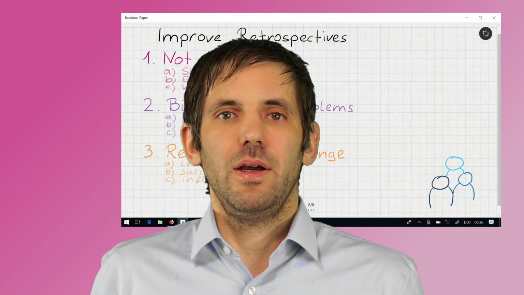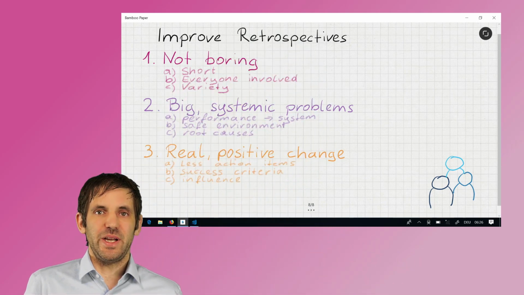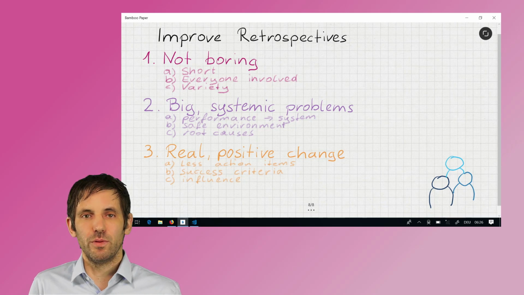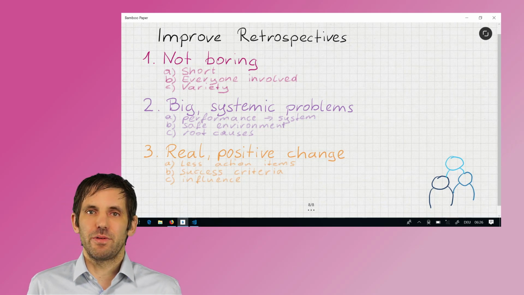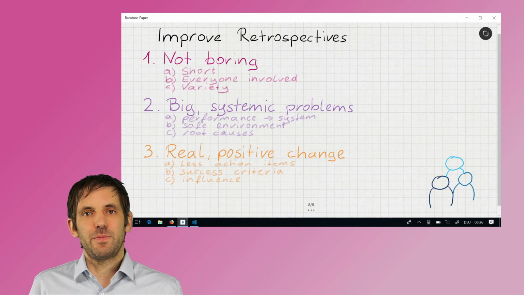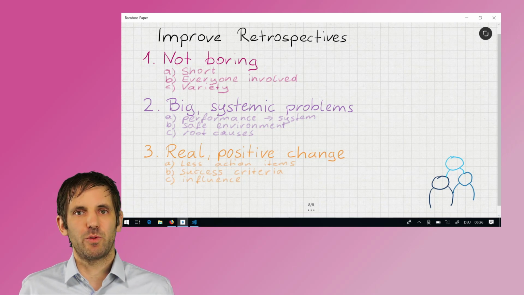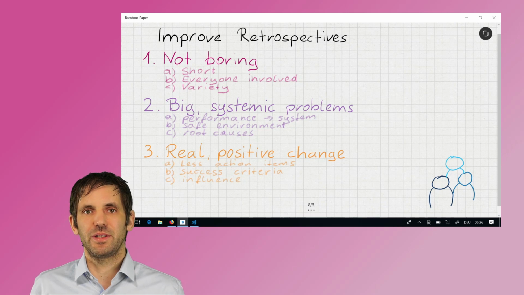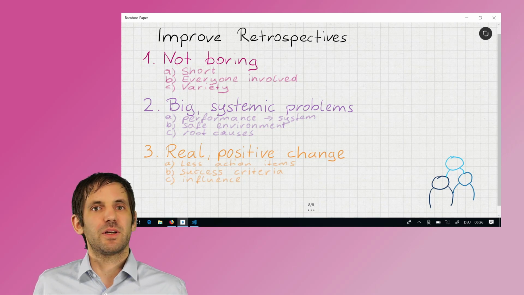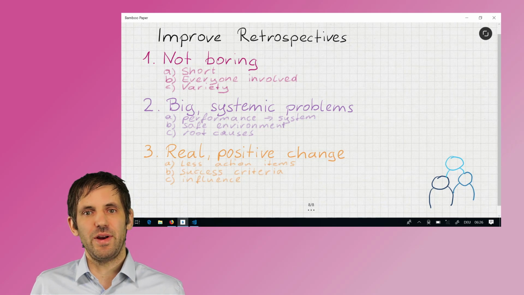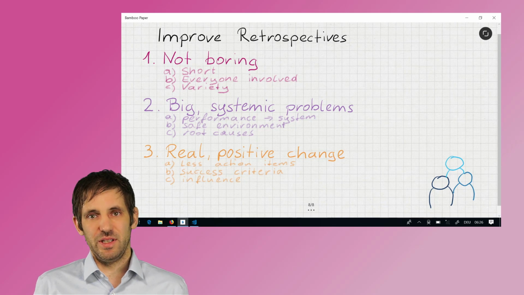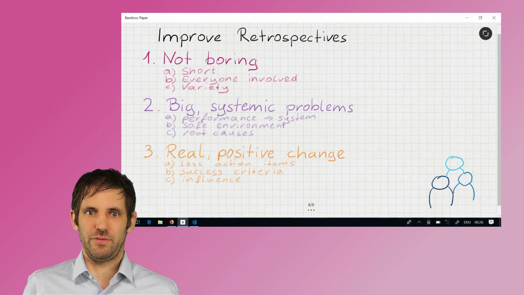And then, when you have retrospectives that are not boring because they are short, because everyone is involved, and because there is some variety to them, when you have retrospectives that tackle the big systemic problems that your team is facing, because people know that the performance is determined mostly by the system, because the retrospective happens in an environment where everyone can feel safe, and because you are not only looking for symptoms and simple solutions, but also for the root causes of your problems.